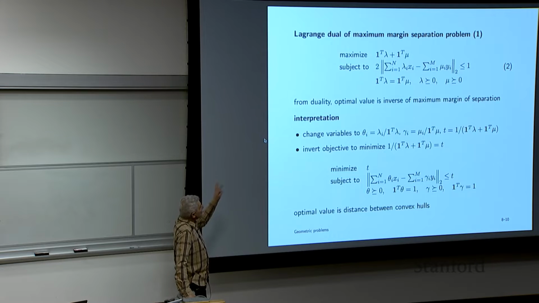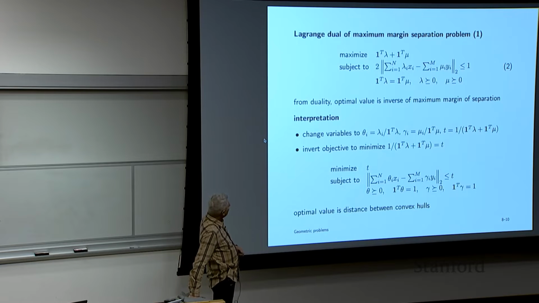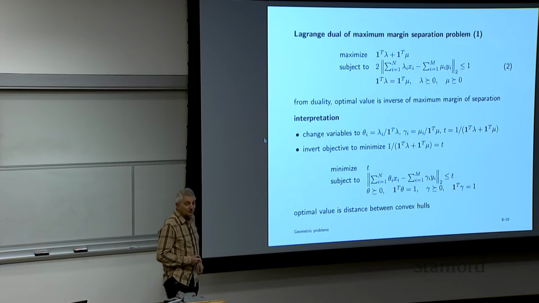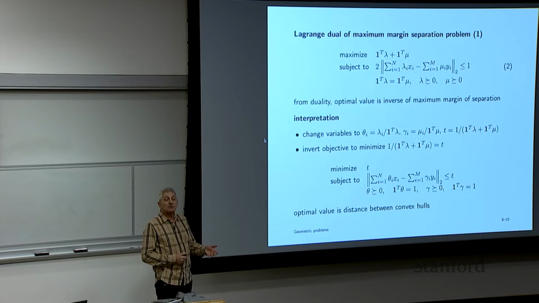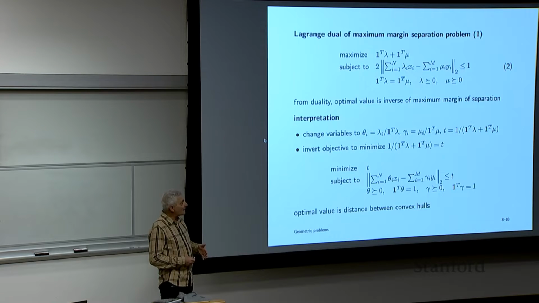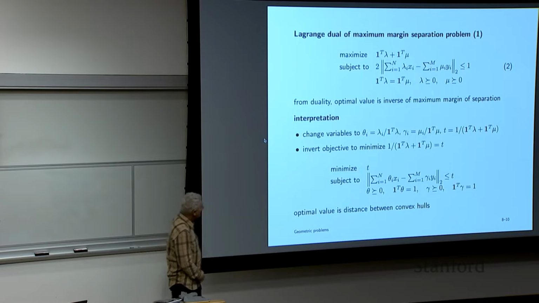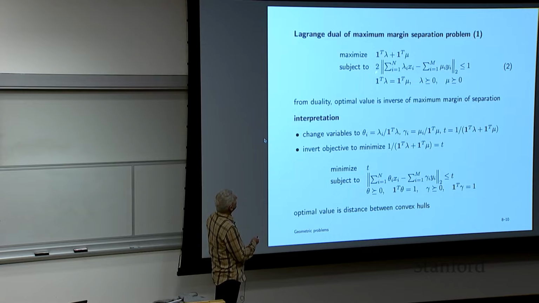Okay, and the optimal value of that top problem is actually the maximum margin of separation, right? It's the norm or whatever it is. So if you stare at this long enough, you realize that we can change variables to normalize the lambdas and the mu's. They're both non-negative vectors, and we replace them with vectors that are non-negative and sum up to 1, otherwise known as mixture coefficients. We plug that in up here, and various things happen, and you end up with this problem here.